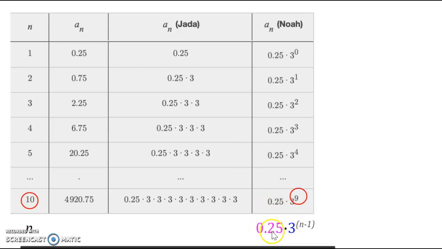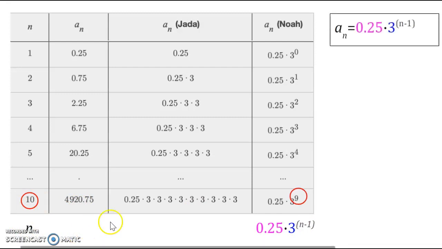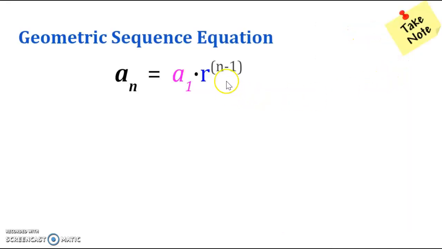It's 0.25 times 3 to the power of n minus 1, where we're talking about the nth term. So we say the general equation is 0.25 times 3 to the power of n minus 1. So this is the generic formula that you can apply to any geometric sequence.